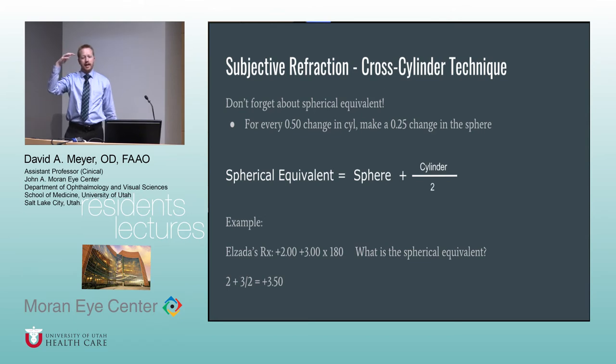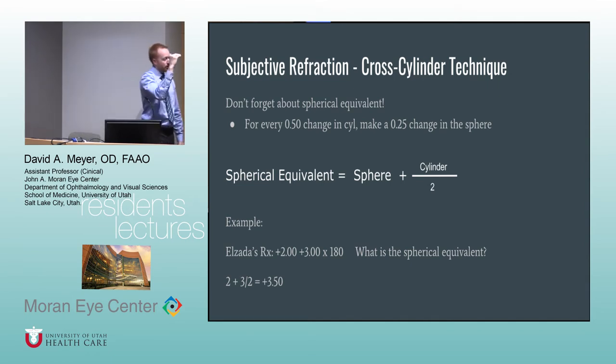So what I did is I cut that plus 2.75 down a little bit to plus 2.25. So I basically took out some plus. So when I took out some plus, I went from a plus 2.75 to a plus 2.25. To compensate for that, I had to give them 0.25 more minus in the sphere.